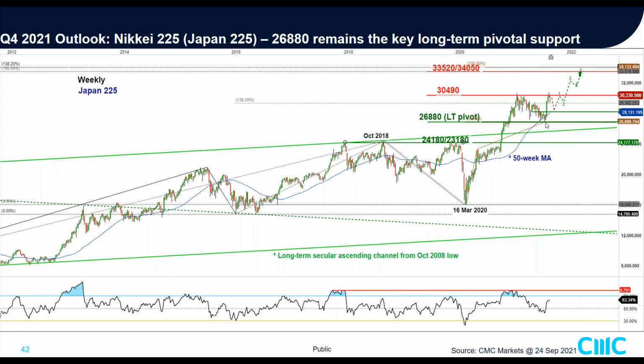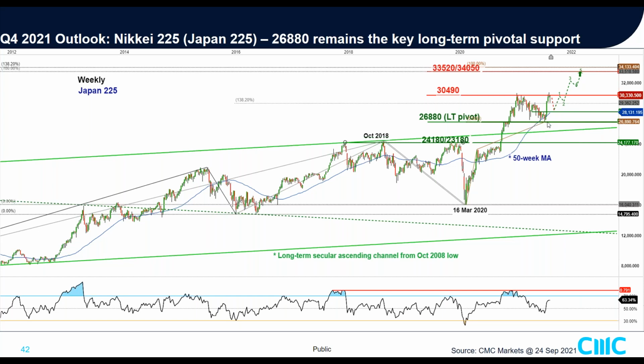So definitely this is the support level to watch. Pardon me, this long-term pivotal support to watch, because it hasn't broken clearly above the first resistance of 30,490. In fact, right now it has started to do a bit of a pullback. As long as this level holds, the intermediate support is the 50-week MA, which is sloping upwards and coming in at 28,130. So the key support level will be this 26,880.